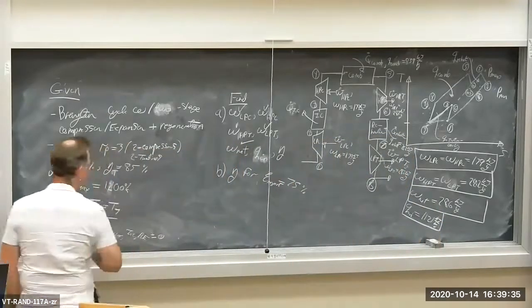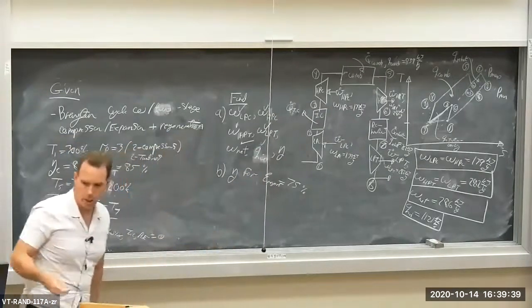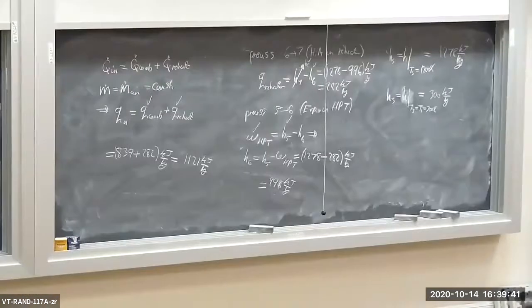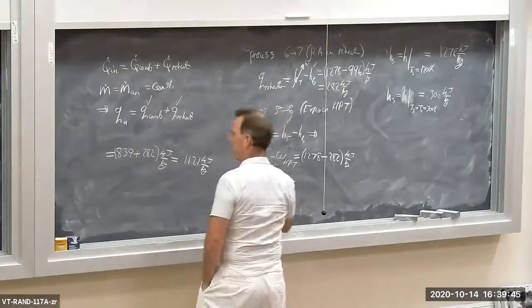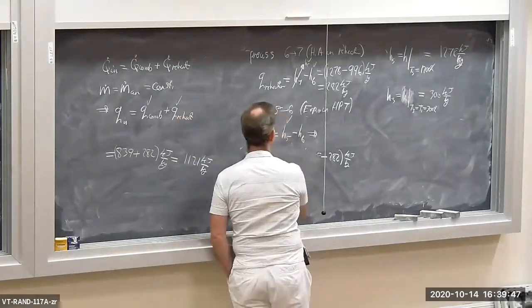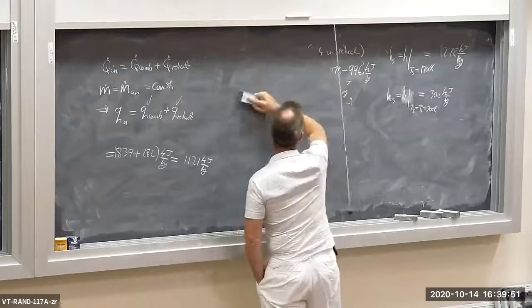Now I need to calculate the efficiency. That's easy. That's a one-liner. Thank God, something's a one-liner. Some of these problems, they get so long. Okay, efficiency for my Brayton cycle.